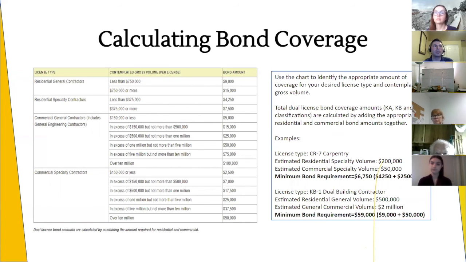The thought behind the $200,000 was your one-story fast food restaurants. It's going to be your smaller TIs. It's not going to be your apartment complexes. It's going to be more of your smaller commercial jobs.